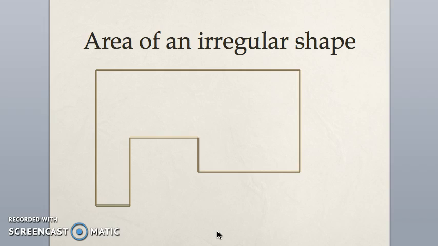So let's find an area of an irregular shape. So here we have an irregular shape. It's not exactly a square or a triangle or a circle. So we need to figure out how we're going to find this area. So our strategy for doing this is we're going to look and see where we can find rectangles, triangles, or even circles if we can find them.